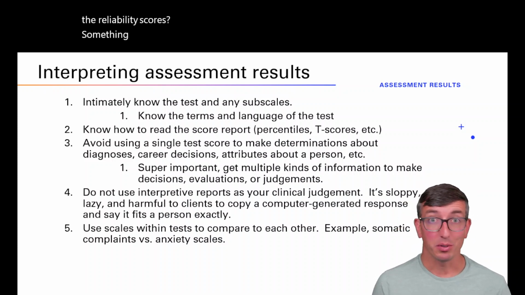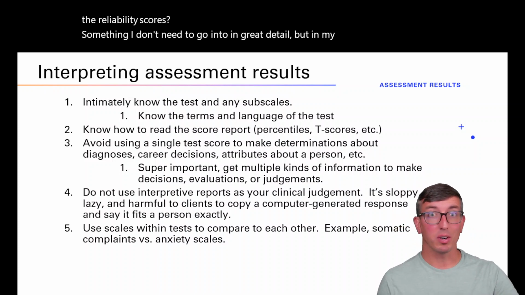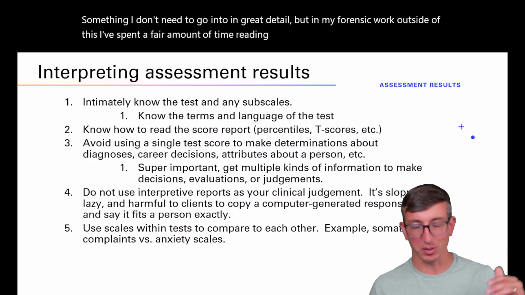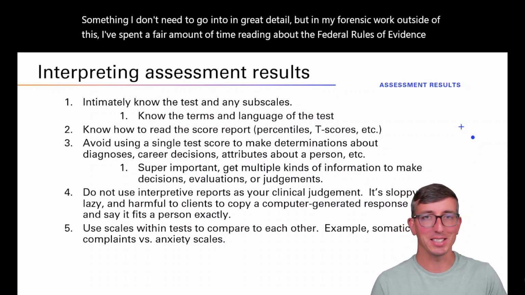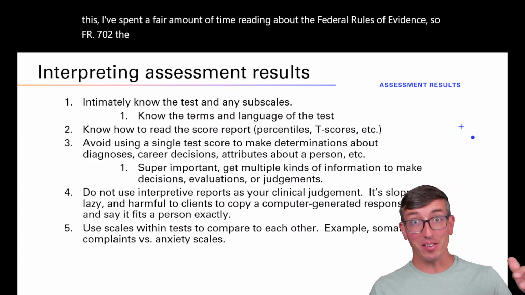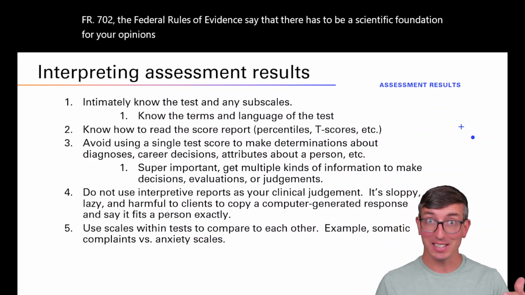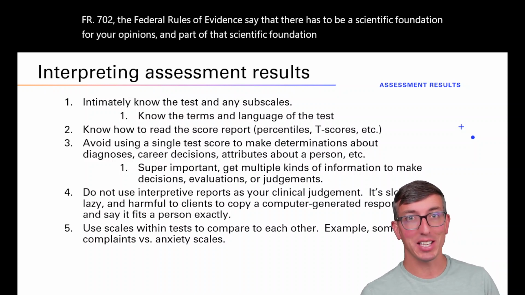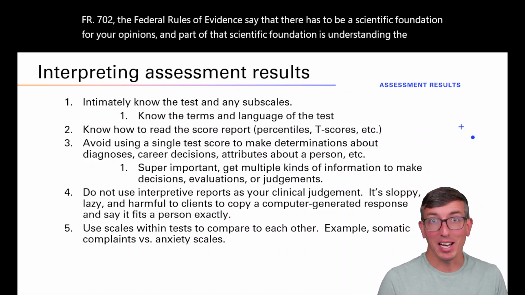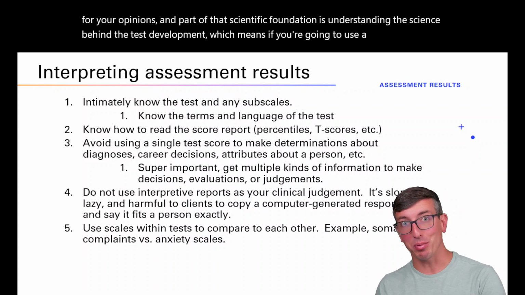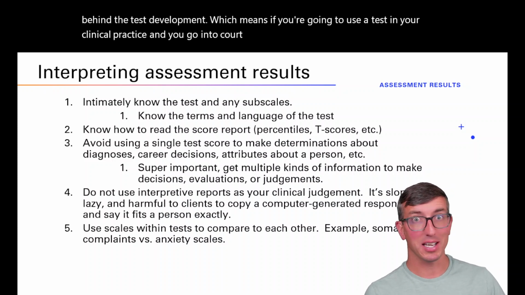Something I don't need to go into in great detail, but in my forensic work outside of this, I've spent a fair amount of time reading about the Federal Rules of Evidence, FRE 702. The Federal Rules of Evidence say that there has to be a scientific foundation for your opinions, and part of that scientific foundation is understanding the science behind the test development, which means if you're going to use a test in your clinical practice and you go into court and someone says, how can you prove?